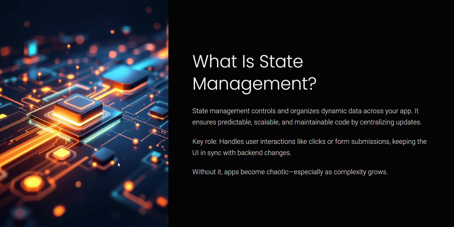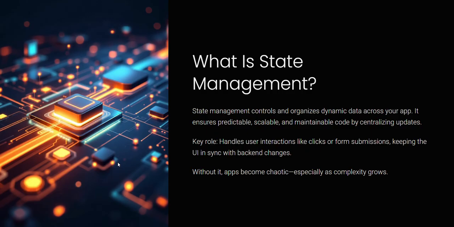Redux solves this by giving us a single source of truth. This means all the important data of the app is stored in one place called the store. This makes debugging easier and you always know where your data is coming from. Redux is also predictable. That means if the state changes, it happens in a controlled way using actions and reducers, which we'll discuss next.